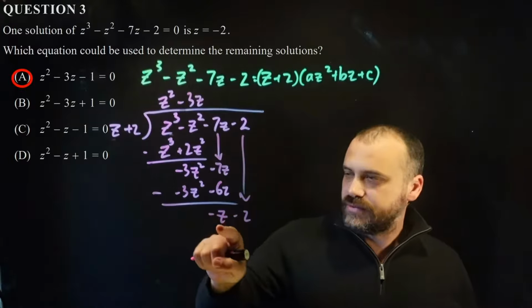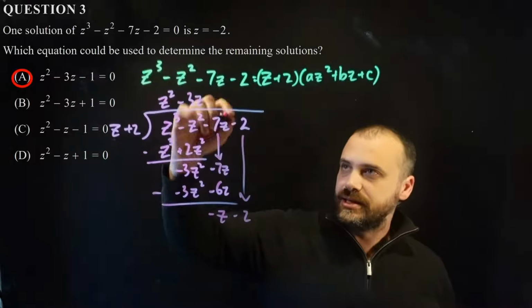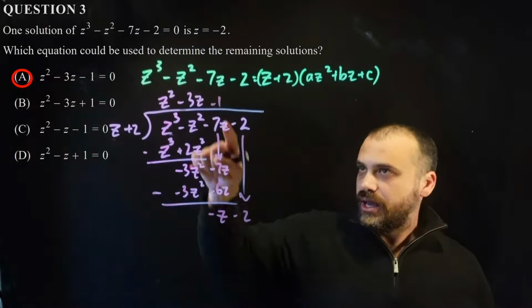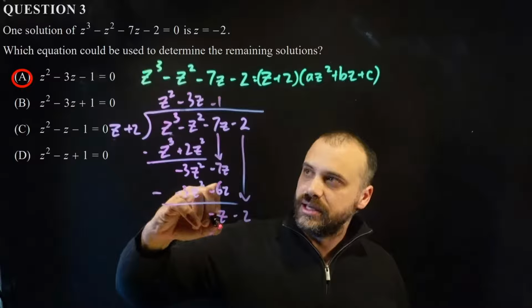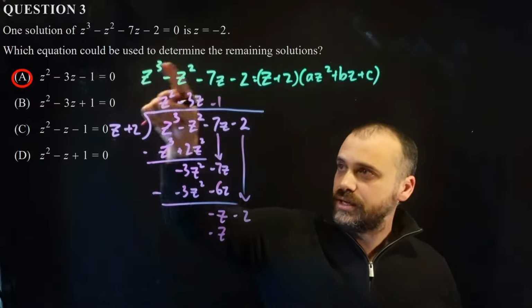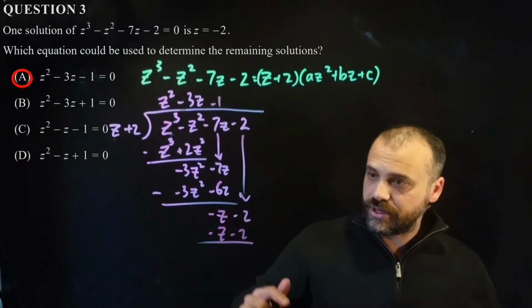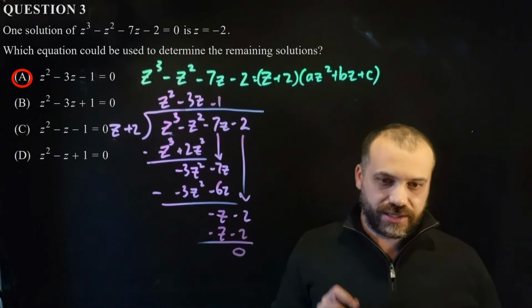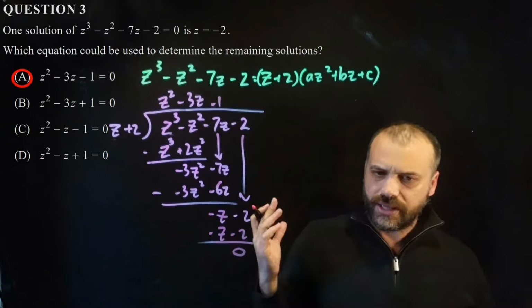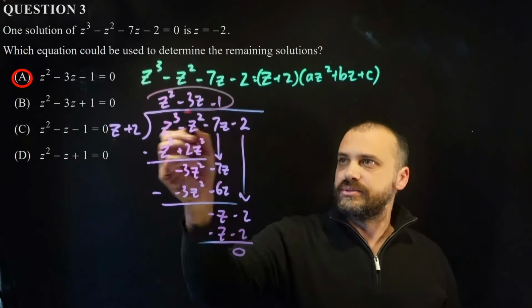And then finally, -z divided by z is -1. And -1 times z is -z. And -1 times 2 is -2. Subtract them from each other. If you've done it correctly, you'll end up with a 0 here. If you've done it incorrectly, you won't. That's another way to do it, and you can see here is my answer.